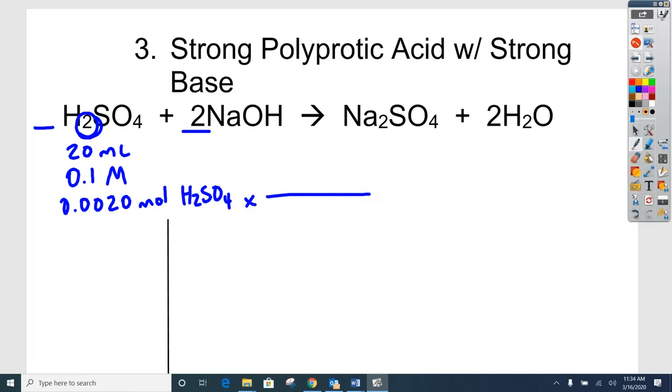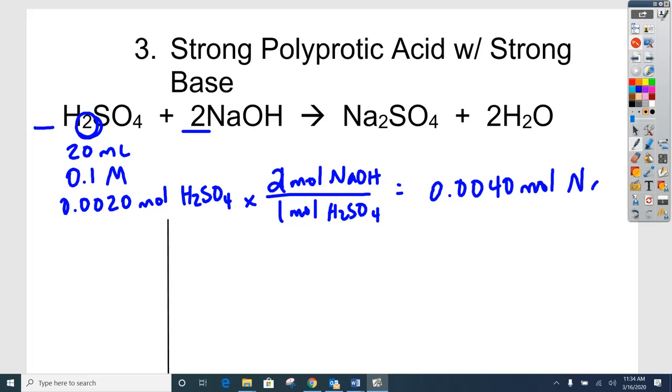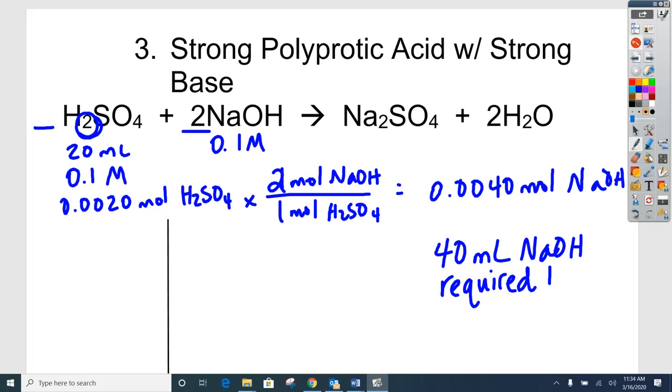And you can work this one of 2 ways. We can go from sulfuric acid to sodium hydroxide, H2SO4, for every 2 moles of NaOH. So this one is going to require twice as much sodium hydroxide as that first graph. And then if I told you that your concentration is 0.1 molar for your sodium hydroxide, when you do the math, you're going to get 40 milliliters of NaOH required to reach the endpoint, the equivalence point for this titration, okay?